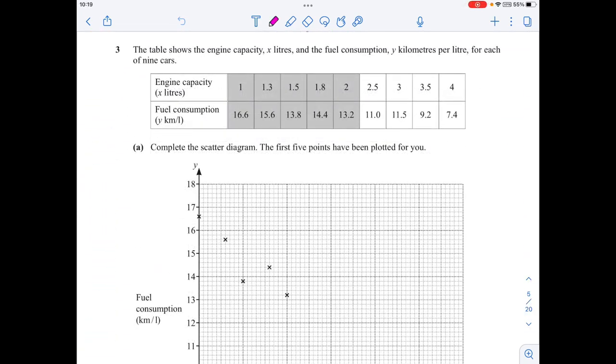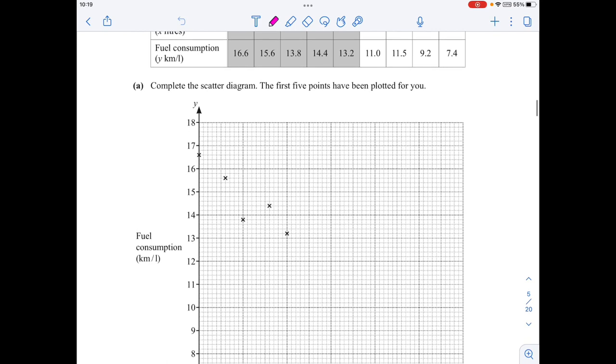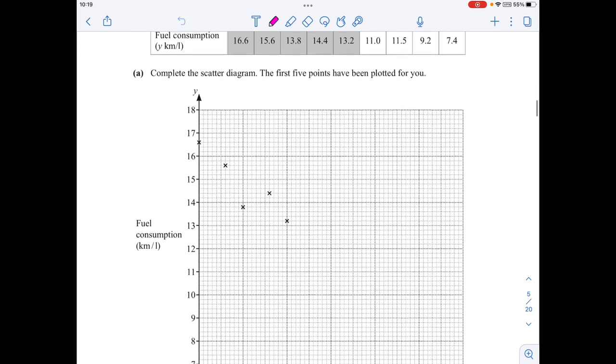Coming to question number 3, the table shows the engine capacity x liters and the fuel consumption y kilometers per liter for each of the 9 cars. Let's complete the scatter diagram. The first 5 points have been plotted for you.